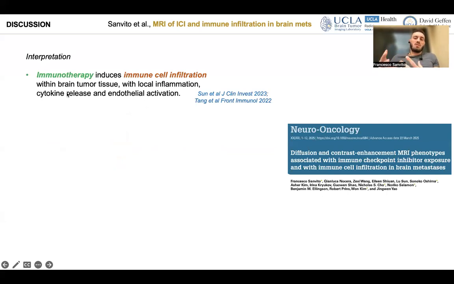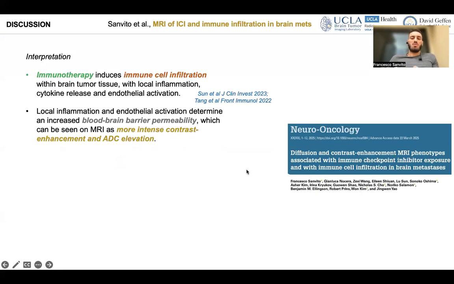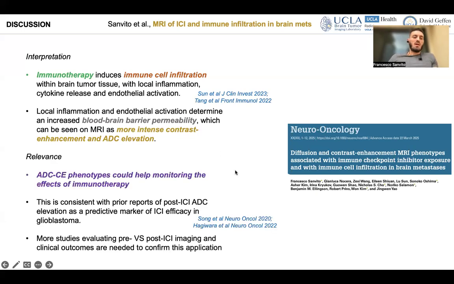So it looks like, and this is an overall interpretation, immunotherapy induces immune infiltration with local inflammation, and this causes more vascular permeability, which makes sense because we are seeing more enhancement, so more extravasation of contrast agents, and more ADC elevation due to vasogenic edema locally. The relevance is that we could use these MRI phenotypes to monitor the effects of immunotherapy in those cases. Of course, we need more studies that compare directly pre and post immunotherapy to see whether we see these changes and whether they're predictive of long-term response.